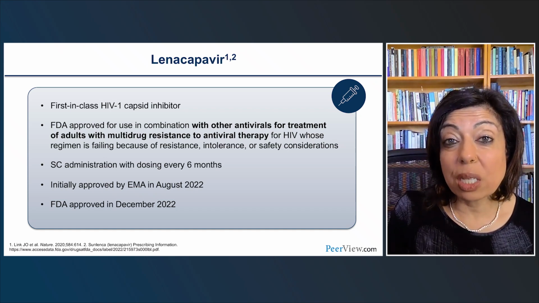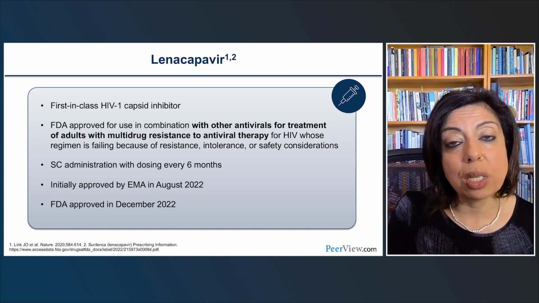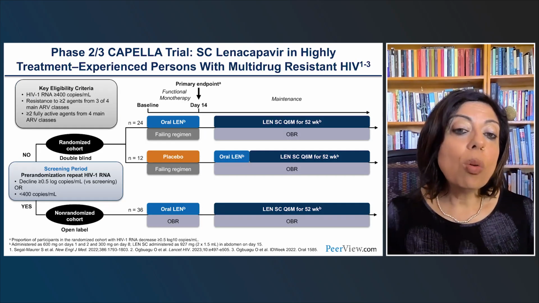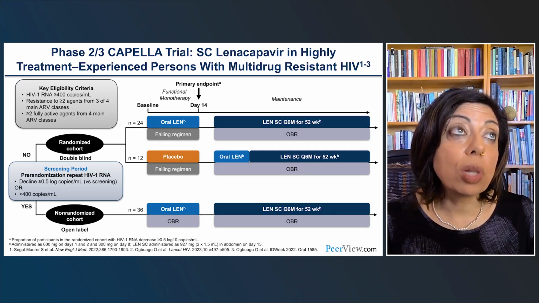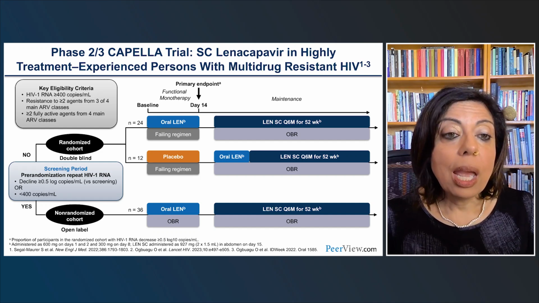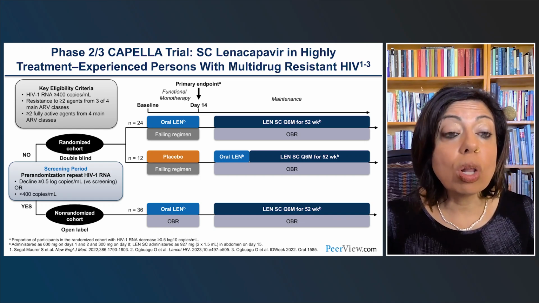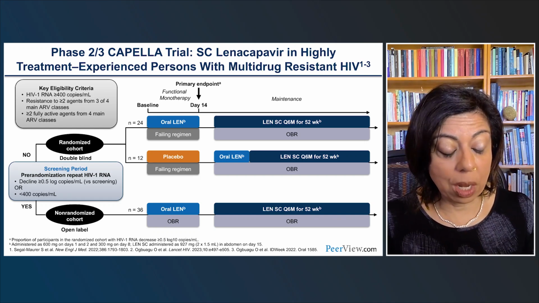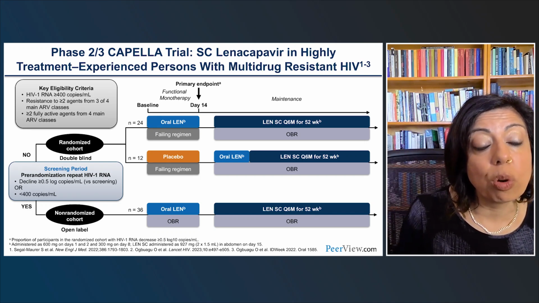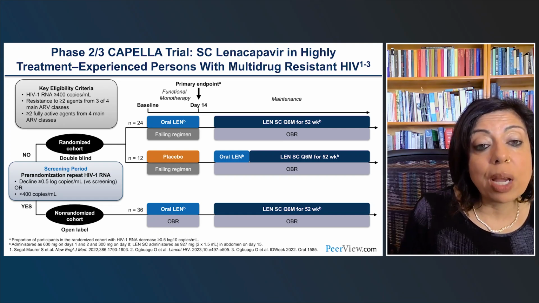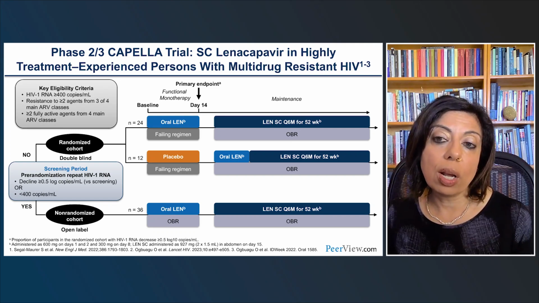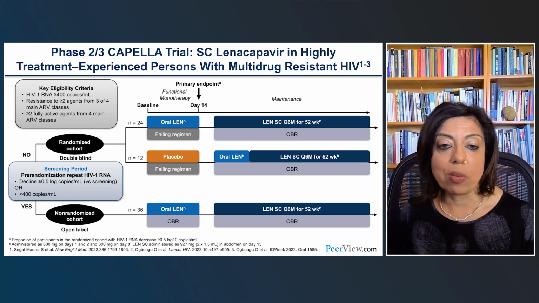Lenacapavir is given every 6 months or 26 weeks as a subcutaneous administration after first having 2 oral loading doses. And what was the study that examined the use of sub-Q lenacapavir in multi-drug resistant HIV that led to its approval? Well, this was called the CAPELLA study. The participants in the CAPELLA study were all very multi-drug experienced. They had resistance to at least 2 agents from 3 of the 4 main ARV classes, and were randomized to an oral background regimen that was optimized for them, or starting on lenacapavir with that optimized background regimen.